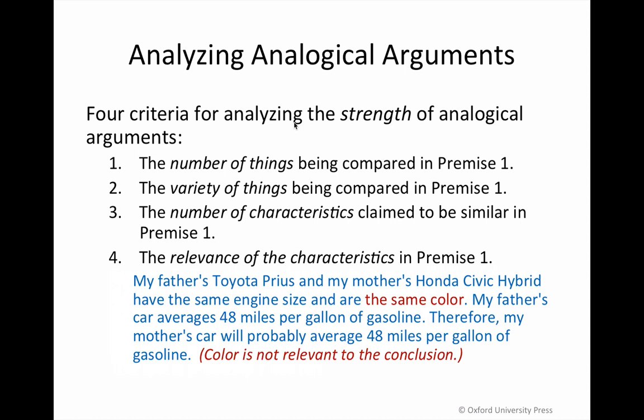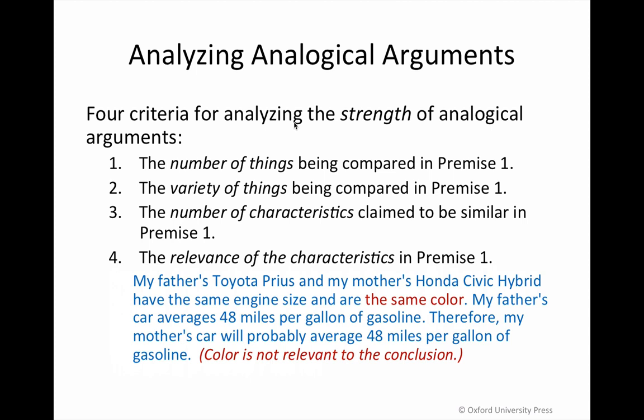Let's look at this example in blue. My father's Toyota Prius and my mother's Honda Civic Hybrid have the same engine size and are the same color. My father's car averages 48 miles per gallon of gasoline. Therefore, my mother's car will probably average 48 miles per gallon as well.